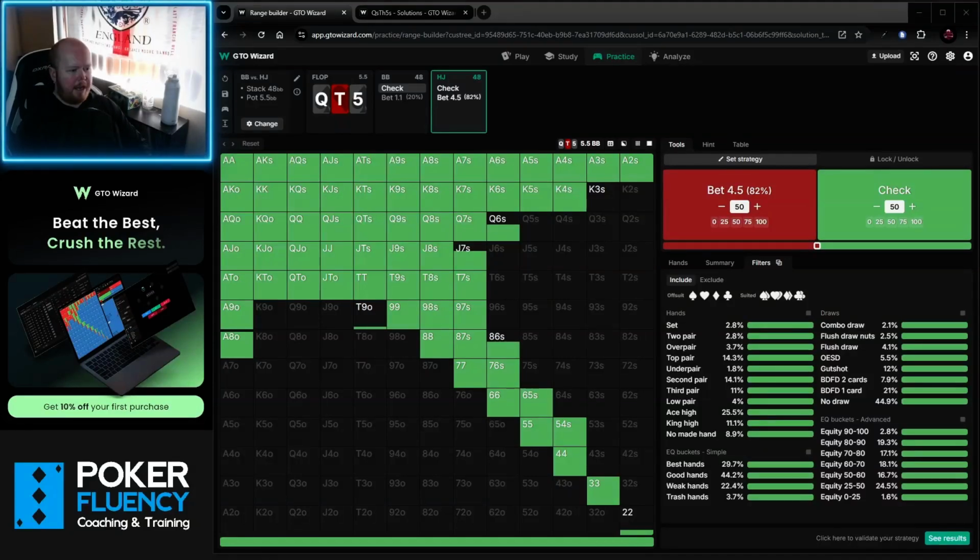Hello again, everybody. Our main focus today is going to be on a tool that I think is probably one of the most important things to use as a study methodology. It's the GTO Wizard Range Builder. So if you have access to GTO Wizard, you can follow along.